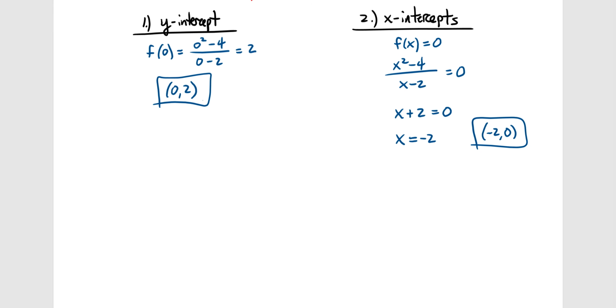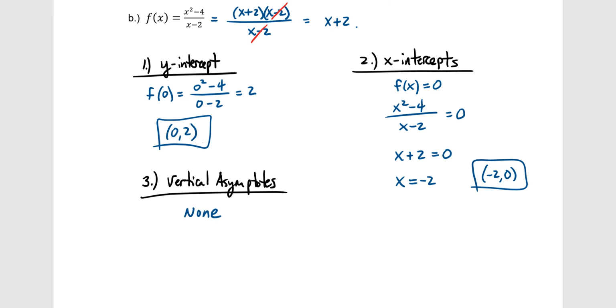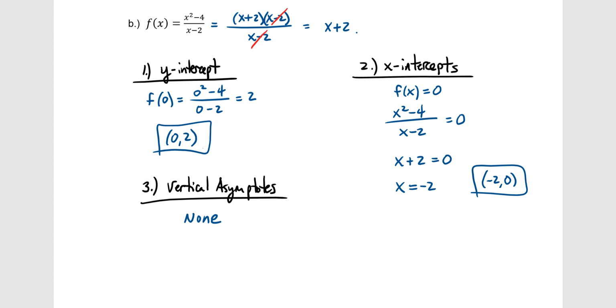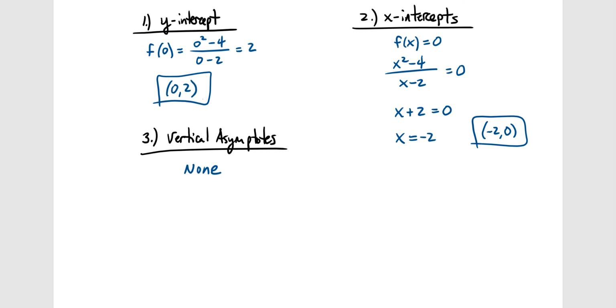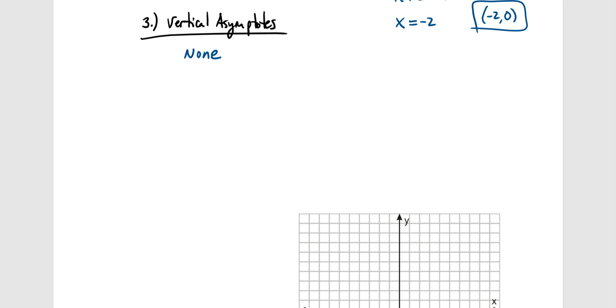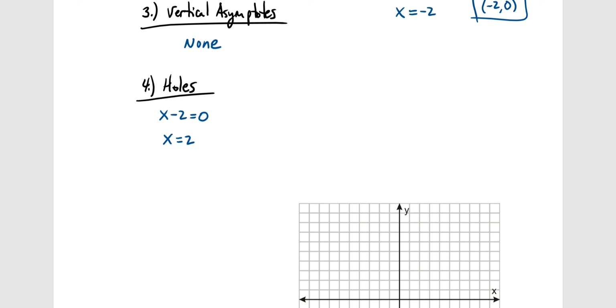And now for any vertical asymptotes. We know that there are no vertical asymptotes because the denominator in the simplified version is just 1. The denominator canceled, so there are no vertical asymptotes. For the holes, we're going to set the canceled factor equal to 0 and solve it. The factor that we canceled was x minus 2, so we set that equal to 0 and we get x equals 2.